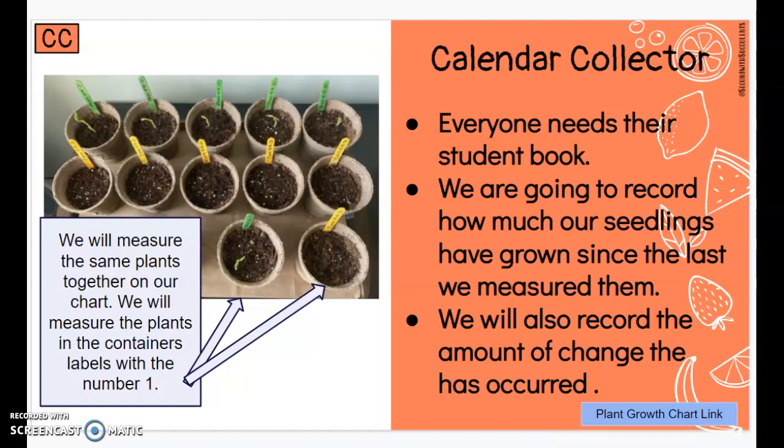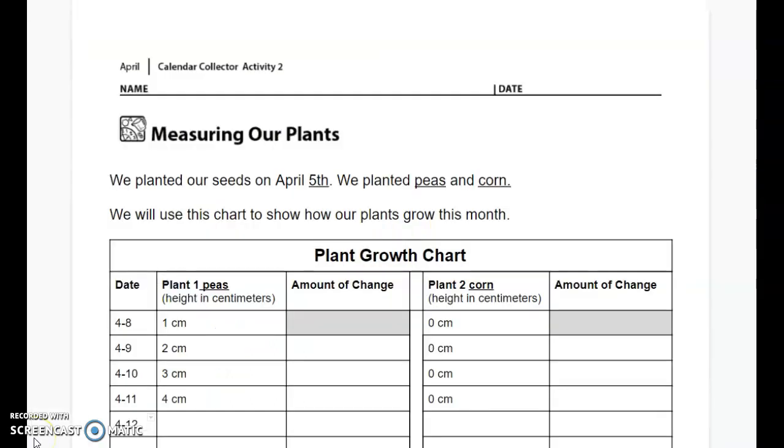But before we do, we need to go back into our chart and catch up with our measurements for the past few days. You should have this page open in your Number Corner book. This is page 77. Remember, we wrote 4-8 for the first date in our chart. We also wrote down how tall our peas were for plant 1. Our peas were 1 centimeter. You should already have this in your book. You should also have our measurement of 0 centimeters for our corn, plant 2.